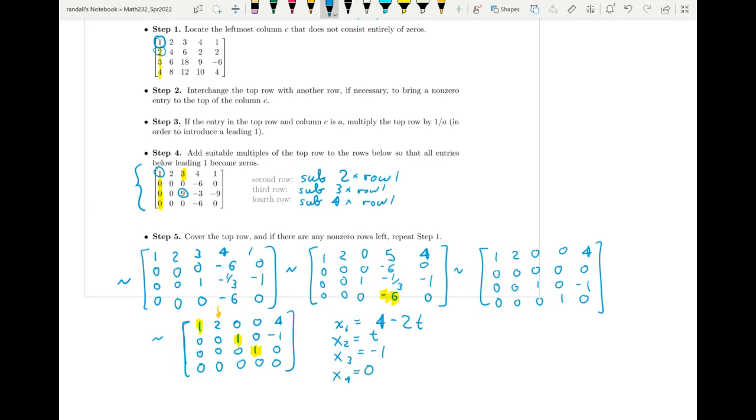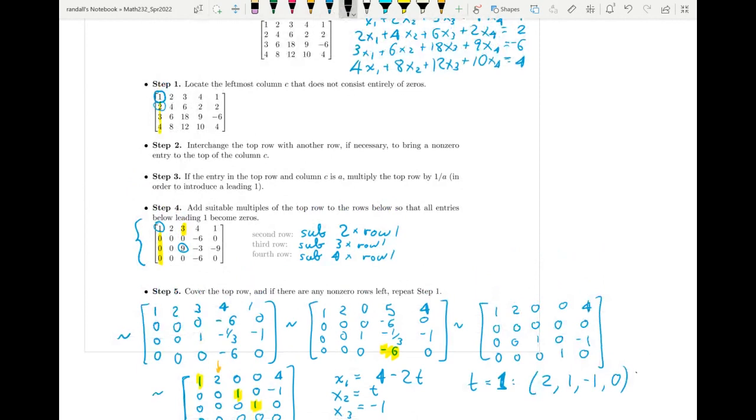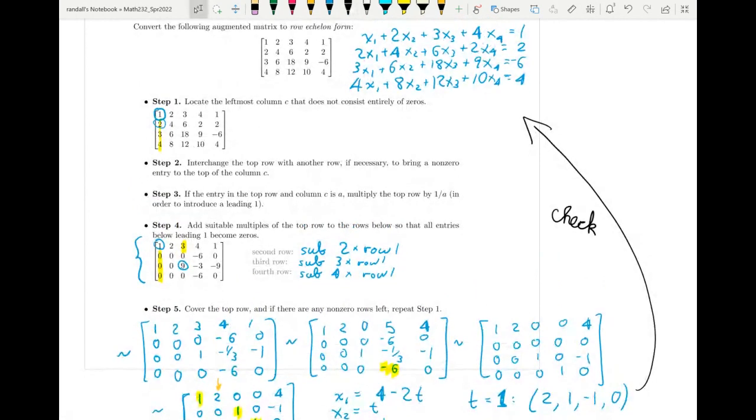So let's just test. Let's take t equals 1. What do we get for a solution? I get 4 minus 2 for x1, I get 1 for x2, x3 is minus 1, and x4 is 0. Now I want you to check that this works. I'm just doing a check on one choice of my solution set. You can check that this satisfies all 4 of those equations. So there you go.